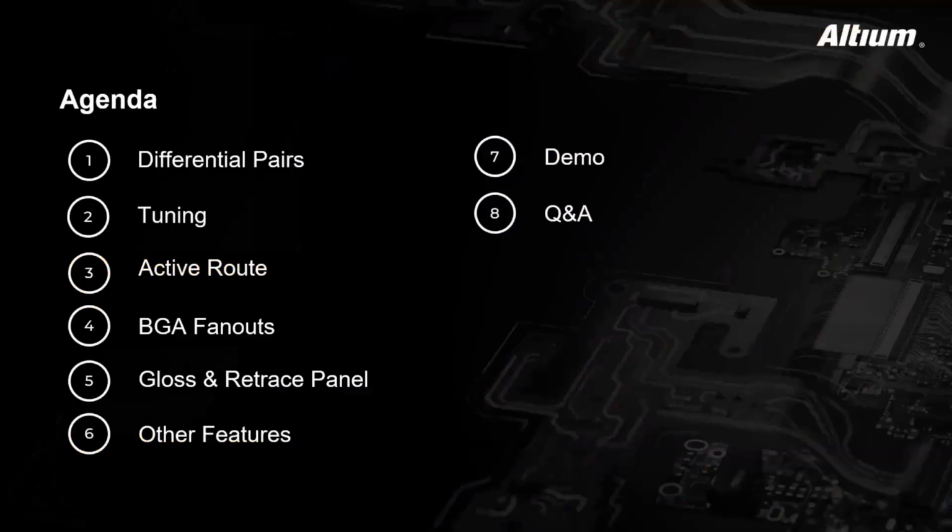Today, we're going to discuss differential pairs, followed by how we can do the length tuning, and how we can use the active route feature available inside the RTM, and how you can do the BGA fan out, and how we can use the gloss and retrace panel, which was introduced in the latest version of RTM Designer, and other features like contour routing and snake routing, as well as the component retrace. Following that, we're going to demonstrate all the features with examples, and we'll be closing the session with Q&A.